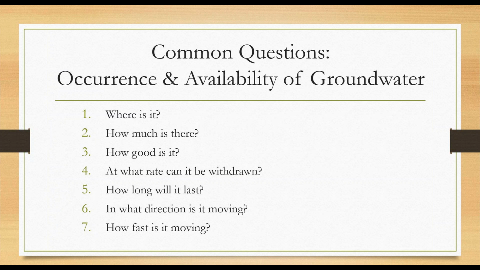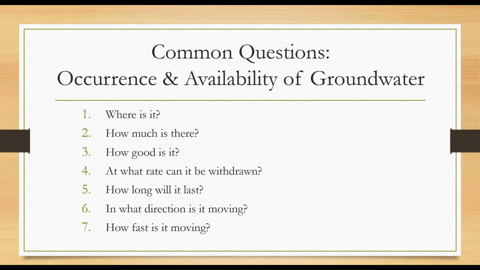So some common questions that come up for why we would want to collect groundwater data have to do with occurrence and availability. Where is the water? People don't want to waste time on drilling dry holes. If they want to access groundwater, they want to make sure they know where the water is. So there are questions on occurrence and availability of groundwater.